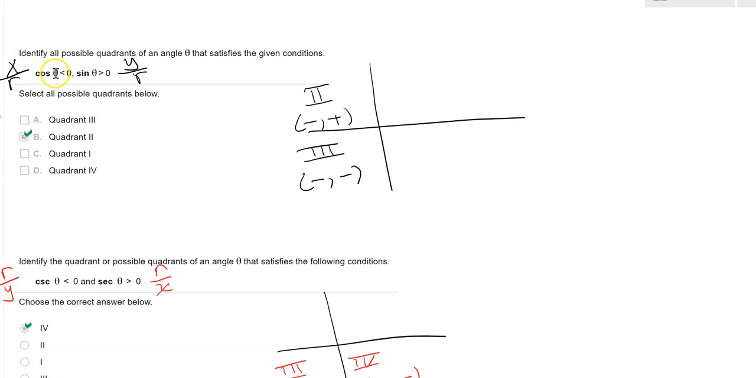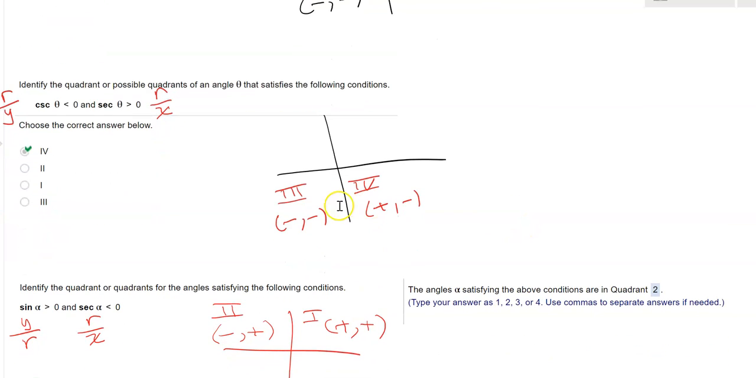Cosine, x over r. When is this negative? This is happening in quadrants 2 and 3. Sine, when is that positive? Not here. There we go, quadrant 2. So we continue this process, and if you need to draw it out, do what you need to do.